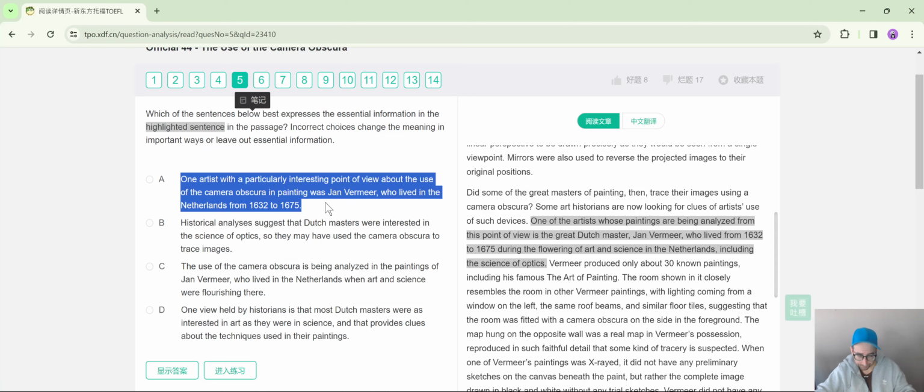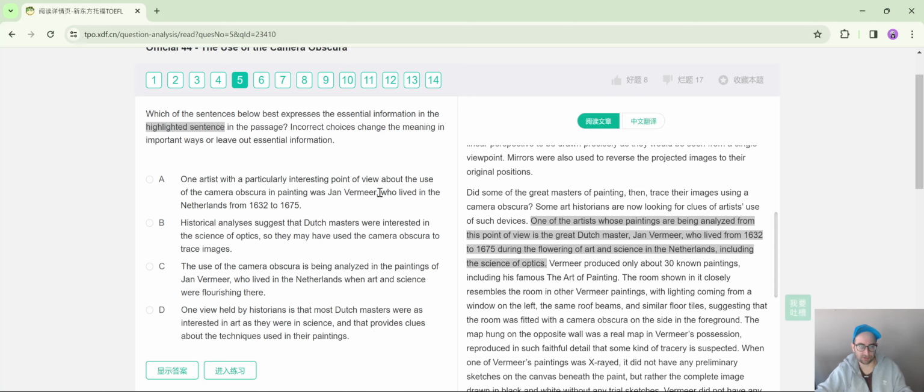Well, I don't like this. So far they don't even define what happened in that time, pretty vague. The other issue I have with this is "particularly interesting point of view." Why particularly interesting? Do they have any words that reflect that there? No. Wrong. See, you're using keywords to either get the right answer or eliminate them. Works for any question type. Historical analysis, so that's like more than one analysis, right?